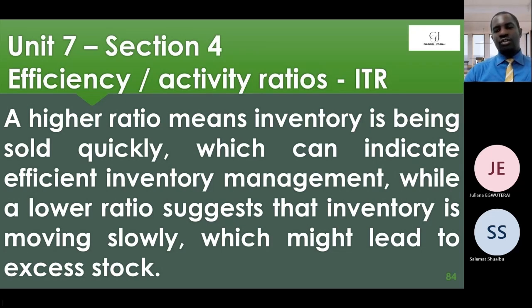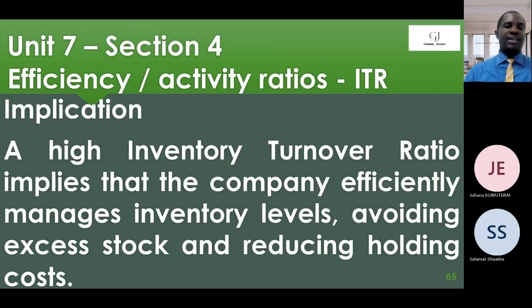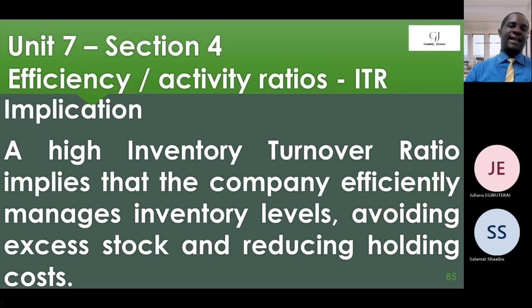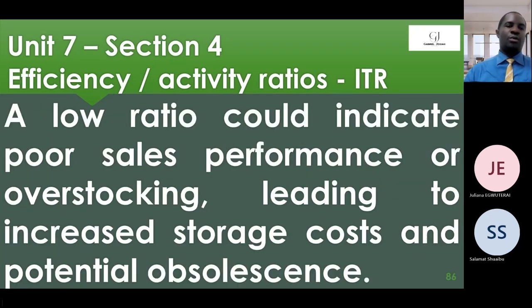So while a lower ratio suggests that inventory is moving slowly, which might lead to excess stock, a higher one shows that inventory is moving out fast based on what we've calculated. And the implication is that a higher inventory turnover implies the company efficiently manages inventory levels, avoids excess stocking, and reduces holding and storage costs, and so on. So a low ratio could indicate poor sales performance or overstocking, leading to increased storage cost and potential expiry, obsolete stock, and all that.